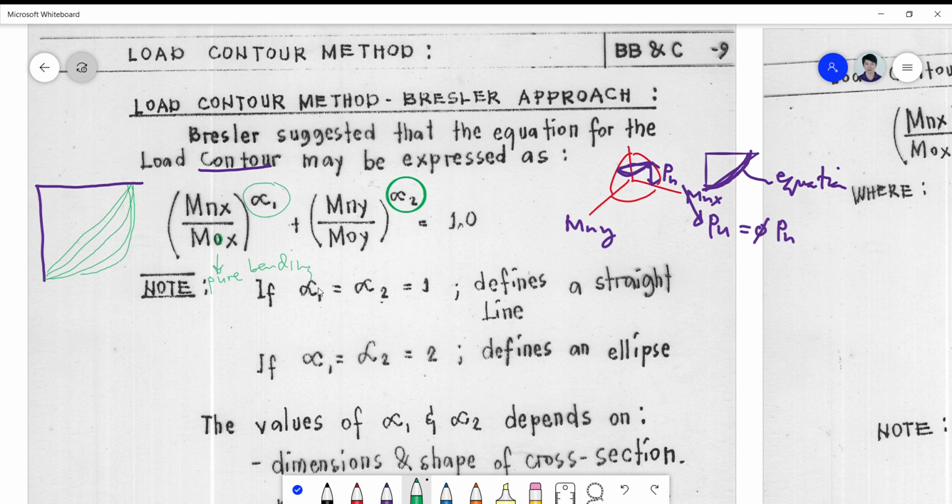So if we set alpha 1 and alpha 2 to be 1, this is simply a straight line. It's just like the straight line method of x over a plus y over b equals 1. So something like this, this is just a straight line. If your alpha 1 is equal to alpha 2 but it's 2, it becomes an ellipse.